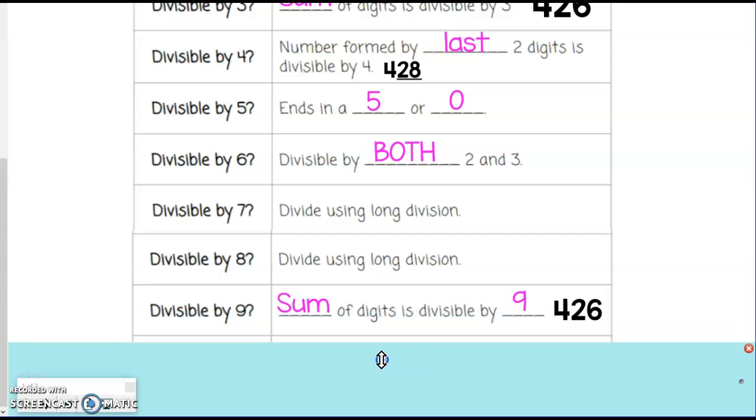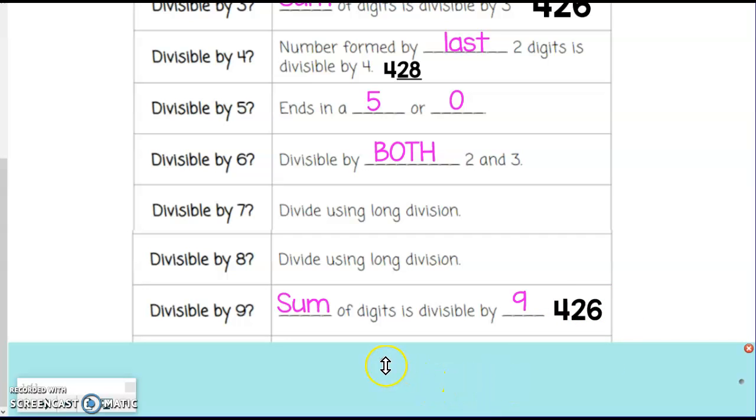Okay, so 9 has a similar rule to 3. The only difference is that you're still taking the sum of the digits, but instead of checking if it's divisible by 3, you're checking that it's divisible by 9. So let's try our example of 426 again. So 4 plus 2 is 6. 6 plus 6 is 12. 12 is not divisible by 9, so that means 426 is also not divisible by 9.